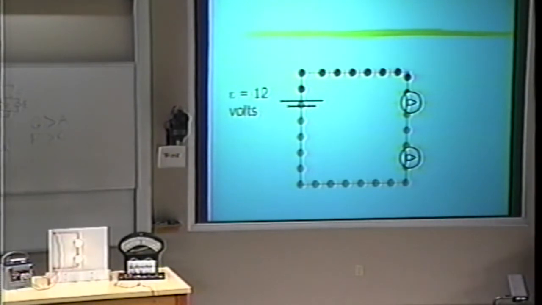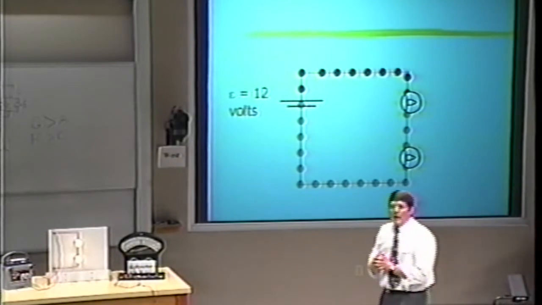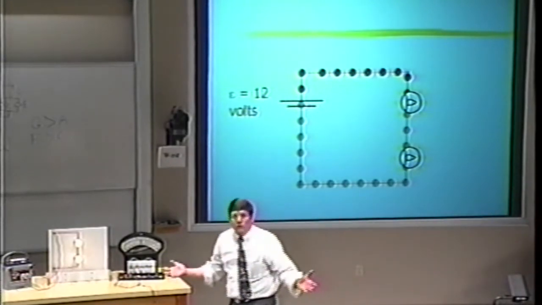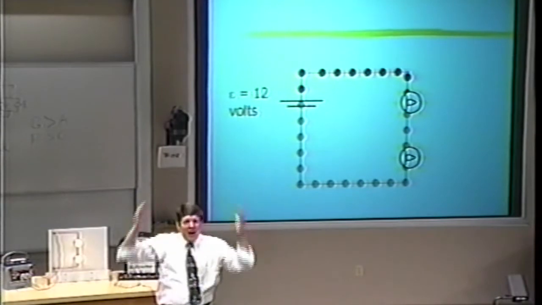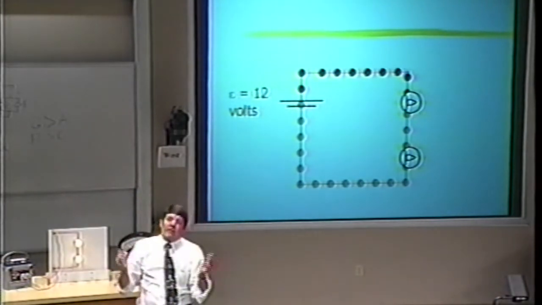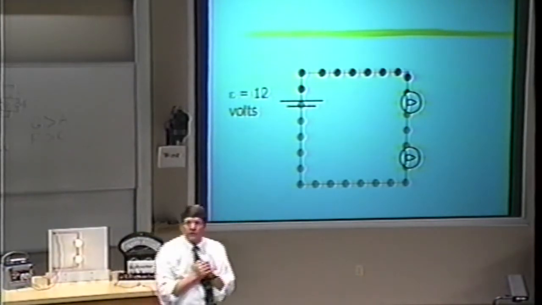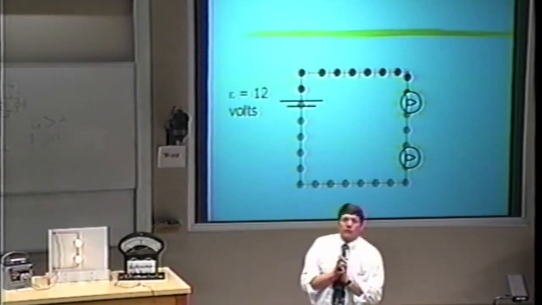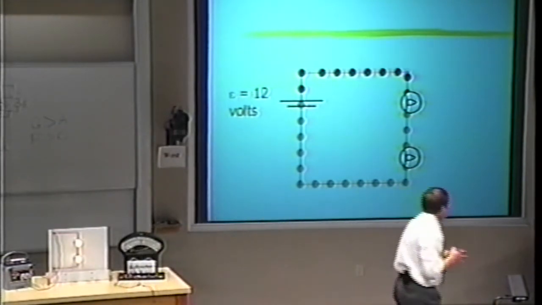Now, that really brings up an important question. How does it know? How does it know to take just half of the energy and leave half for its friend? How does it know?